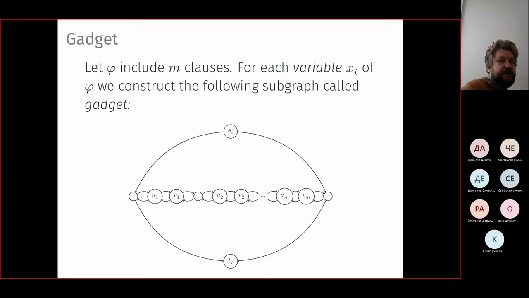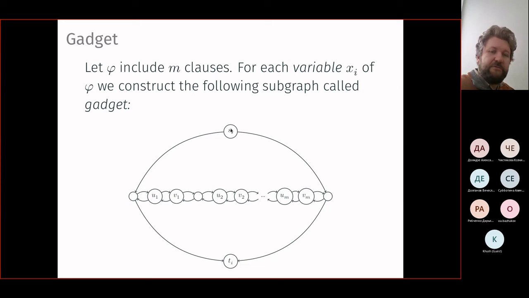So suppose phi includes m clauses. And for each variable, we construct the following graph, which is called a gadget. Here you see that it has its own start and terminating point. It will not be the global S and T. It will be the local ones. Then the gadgets will be connected in a sort of polymer structure. We'll see how it works.